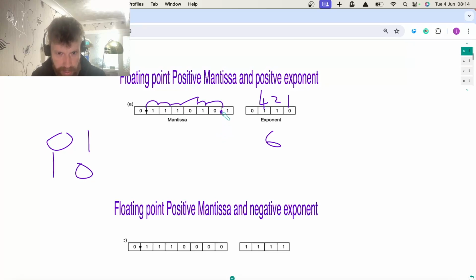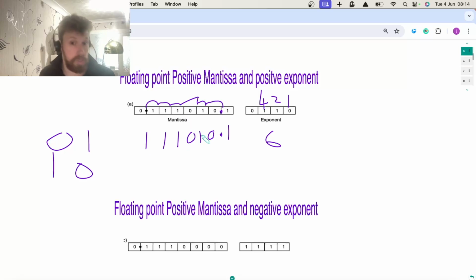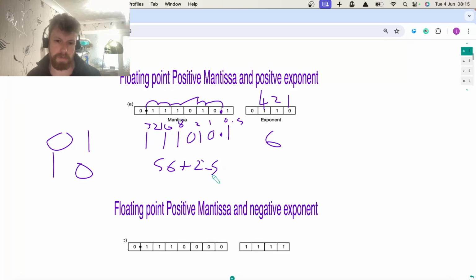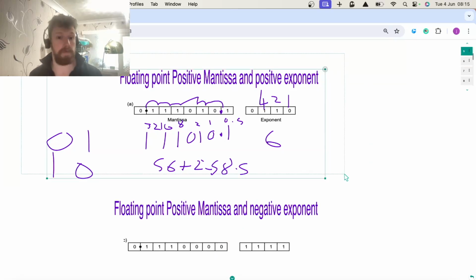Put a little decimal point there, and then I'm going to redraw my number just so that I can remember where everything is. So 0, 1, 0, 1, 1, 1. Then I just put the numbers over the top of it. The decimal point is here, so that's going to be 1, 2, 4, 8, 16, 32, and that's going to be 0.5. So 32 plus 16 is 48. 48 plus the 8 is 56. And then plus the 2 is 58. And then we've got 0.5 there, so let's add that on. That number is going to be 58.5. I do apologize. So yeah, 58.5 there.